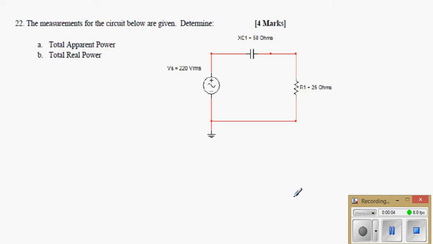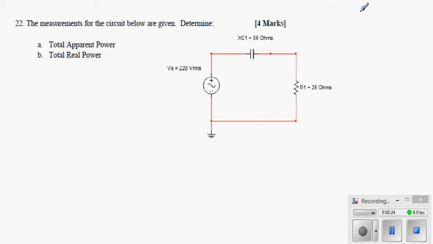This is Mock Exam Review 2016-20, and we're going to work on question number 22. Question 22 is very similar to question 21 in that we're analyzing an AC circuit. However, we're calculating values of power. Now, there are three types of power that you have to memorize formulas for.